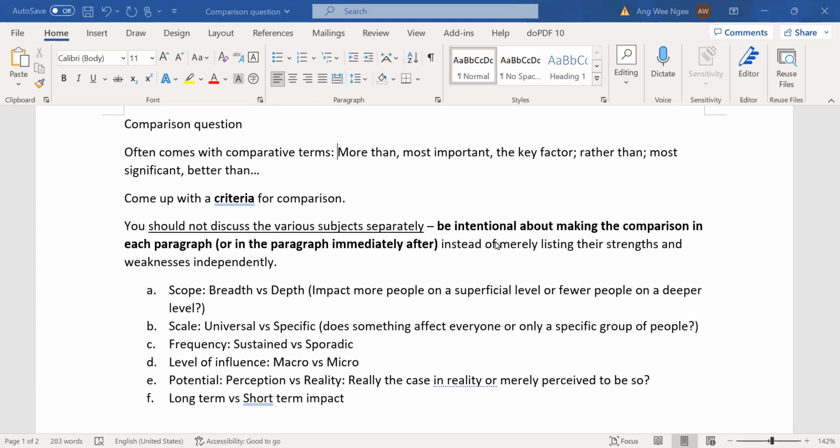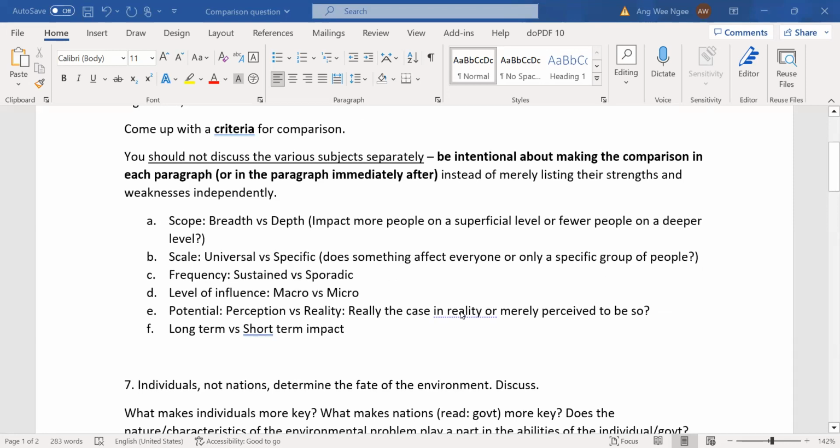Okay, we need to be able to weigh the various subjects in the same paragraph or in the paragraph immediately after. But for simplicity's sake, I advise you to compare within the same paragraph always. All right, that will be a lot easier and less taxing for you. So instead of just merely listing their strengths and weaknesses independently, that means you shouldn't be listing something about subject A and then followed by rebuttal, and then you list out subject B in that rebuttal. All right.